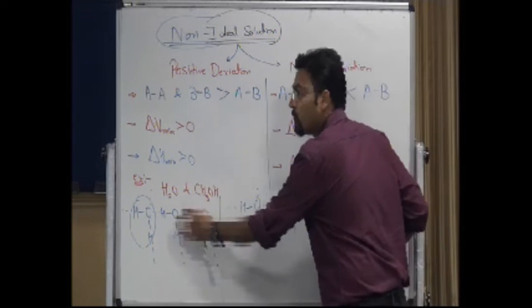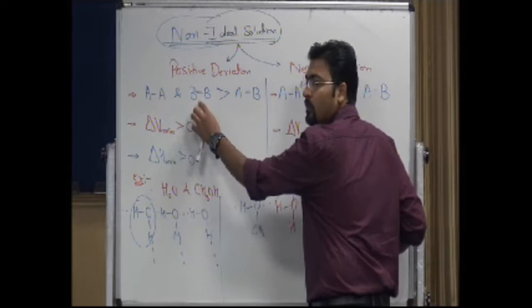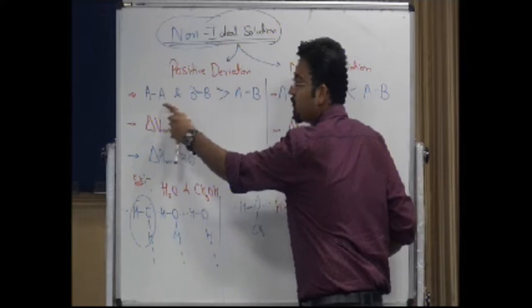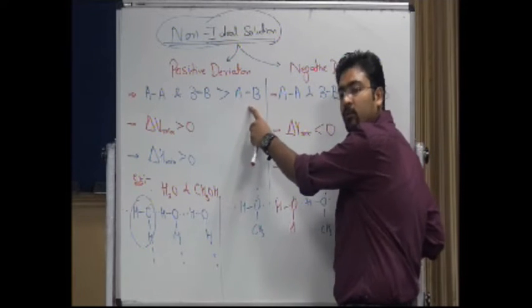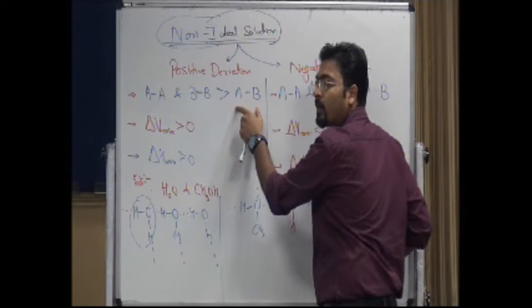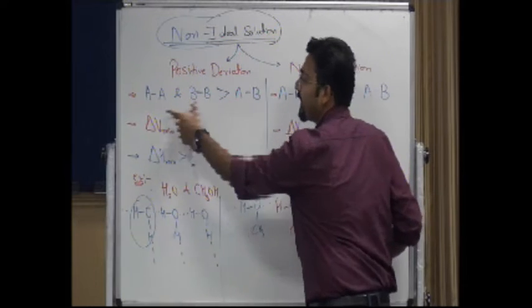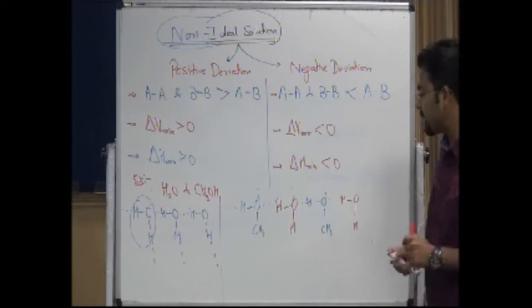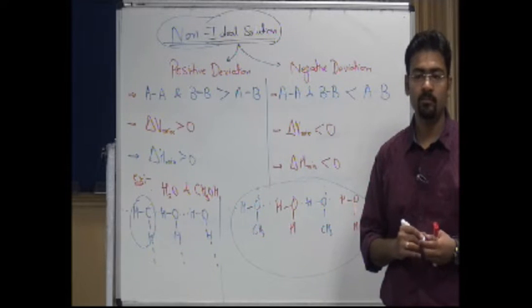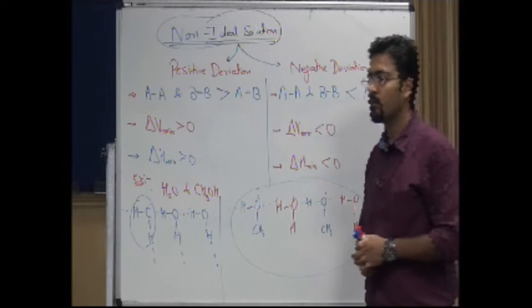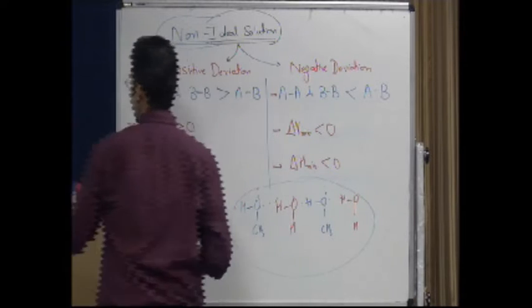Initially for water it was hydrogen bonding, for methanol it was hydrogen bonding, and afterwards also it is hydrogen bonding, but the strength of hydrogen bonding is weaker in comparison to the two cases, which means we can say that it's a case of positive deviation. Right? Now let's consider a case of negative deviation.